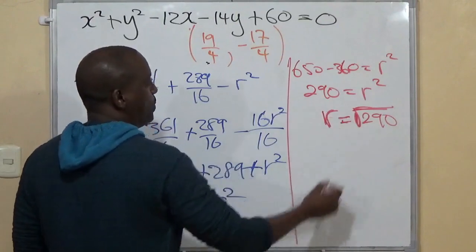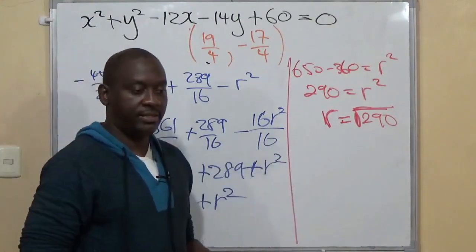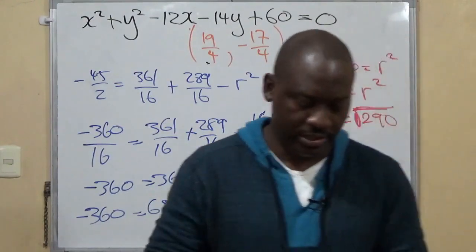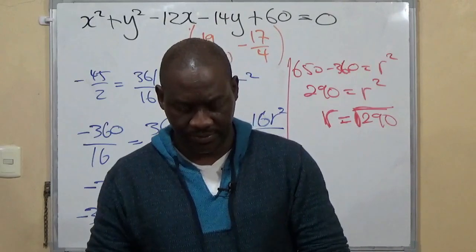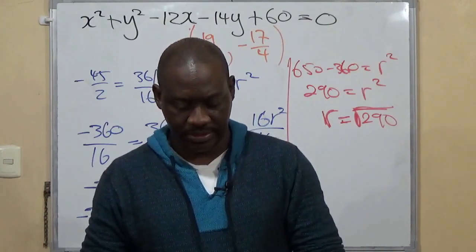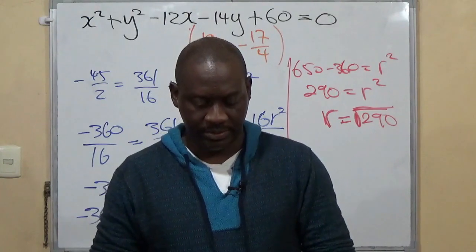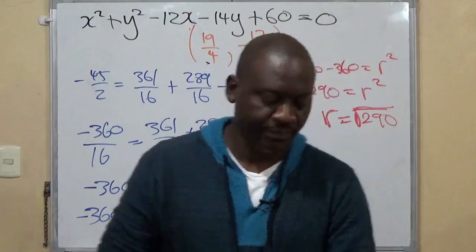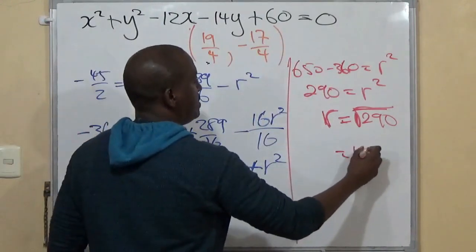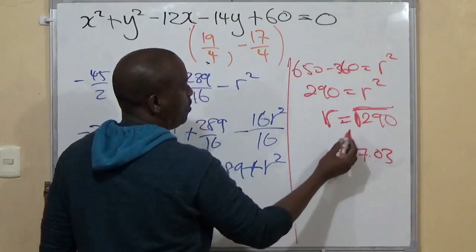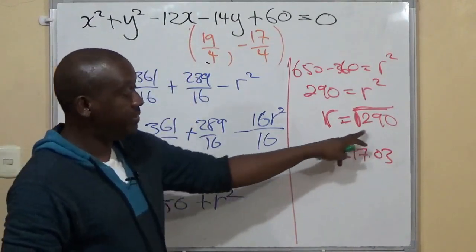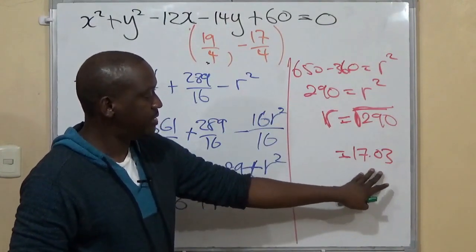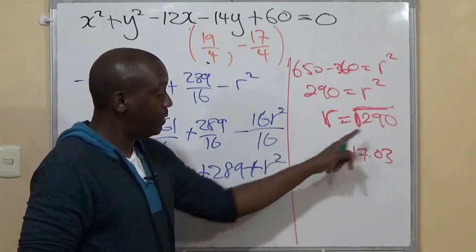Which we can leave like that in surd form. If I break it down, the root of 290 is equal to 17.03. Just for the sake of explanation, but normally at the level of ADMATS, we will leave the radius as a surd. That is what we would normally do. For mathematical considerations, in terms of just being able to see it, for now we express it like that.